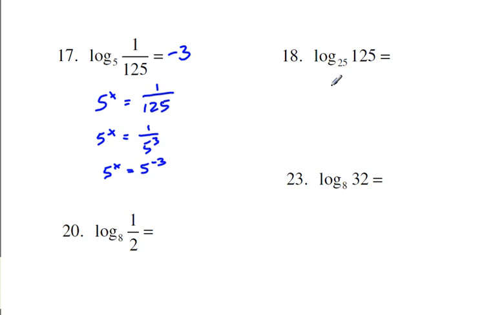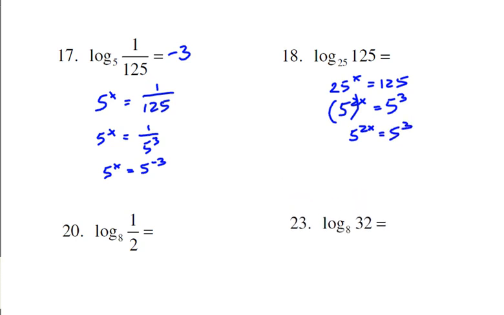In number 18, we're going to say 25 to what power is 125? We should recognize these both have a base of 5. 25 is 5 squared. 125 is 5 cubed. Notice when I wrote the 5 squared, I immediately multiplied that power by x, because what I really have is 5 squared to the x, but that becomes 5 to the 2x equals 5 to the third. And when I do that, then I've got my next line that says 2x equals 3.